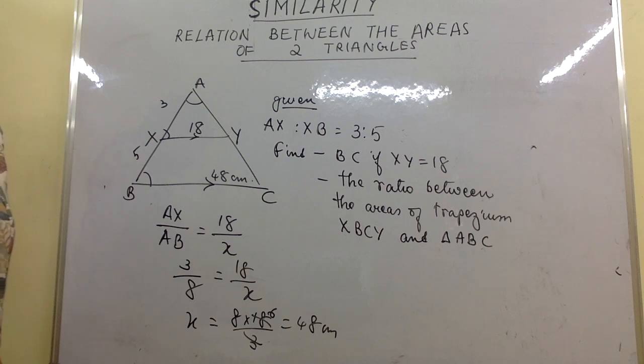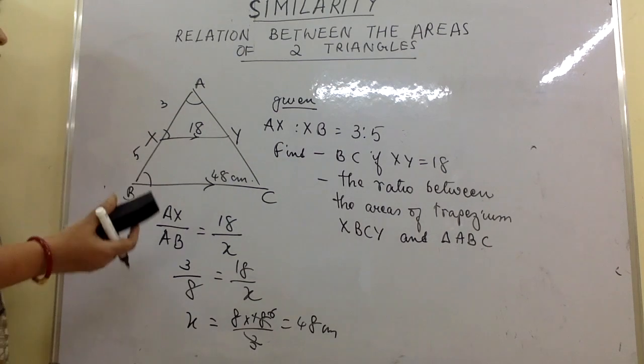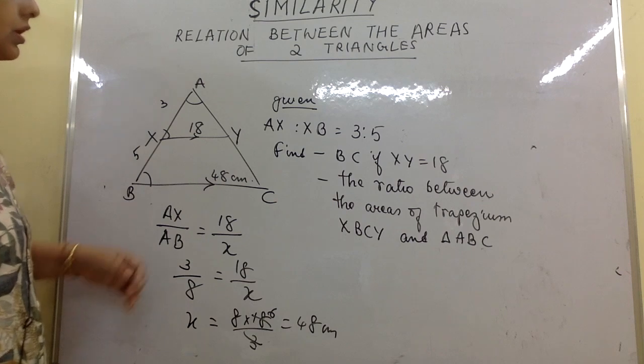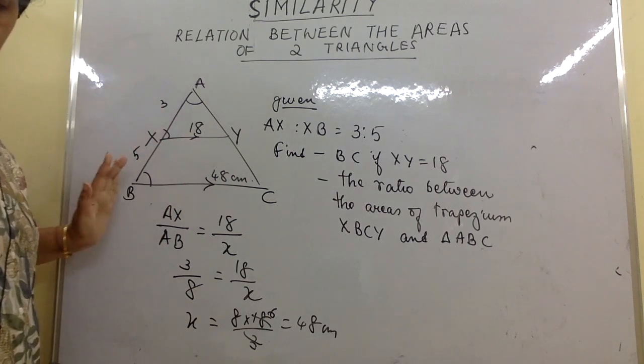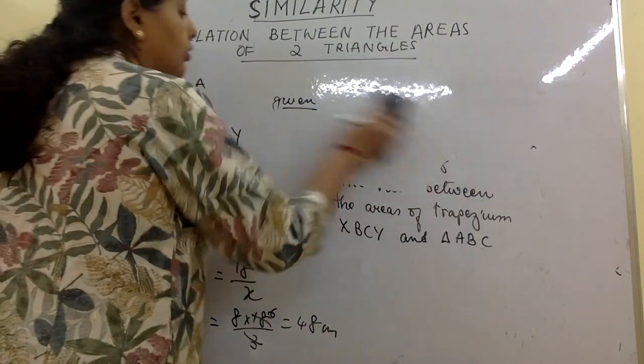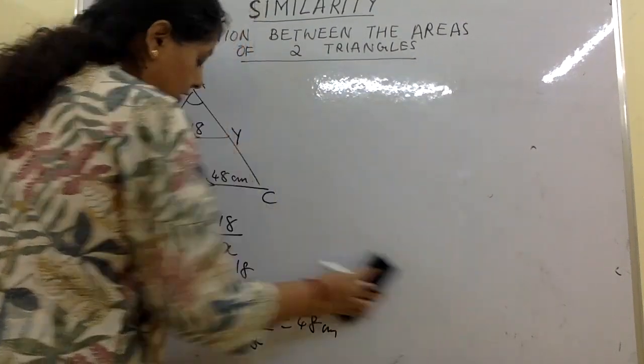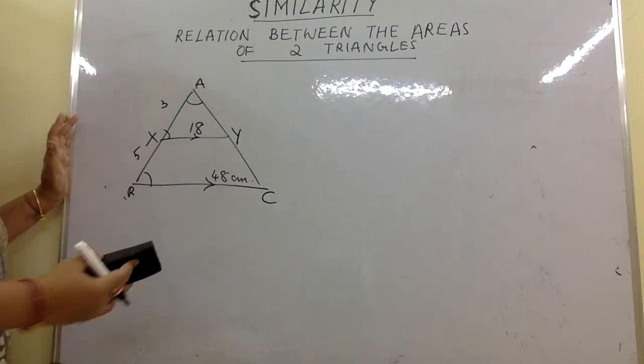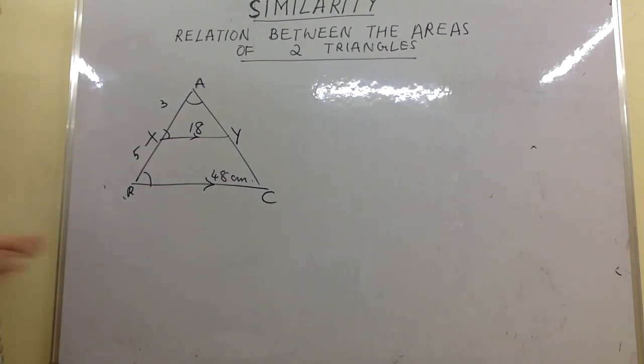Okay, so how to do that? Now be very careful, they told the trapezium and the big triangle. Okay, the trapezium and the big triangle. So how to work on this? Now this is one important calculation. Try to remember this kind of calculation.